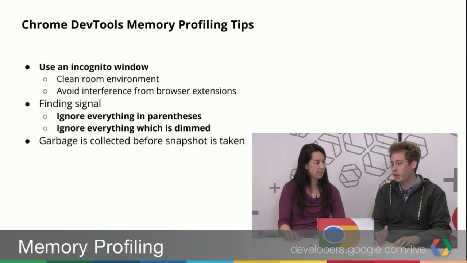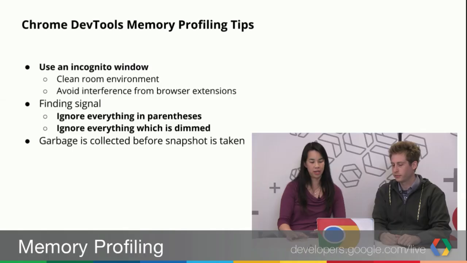Just to repeat that, any browser extension that is loaded will be part of the heap snapshot. So you're not just looking at your code, you're also looking at any extension that happens to be loaded at the same time. So an incognito window is a quick way to avoid loading your extensions. Right. And then you want to get your bearings.